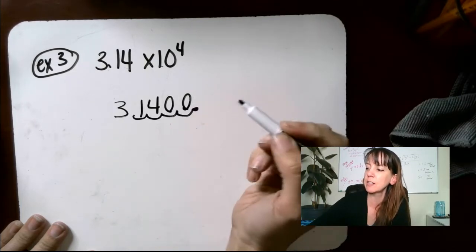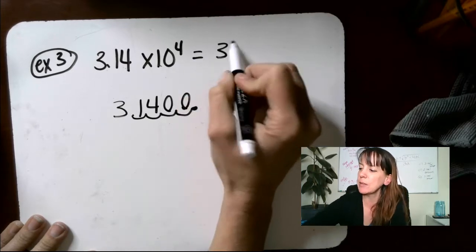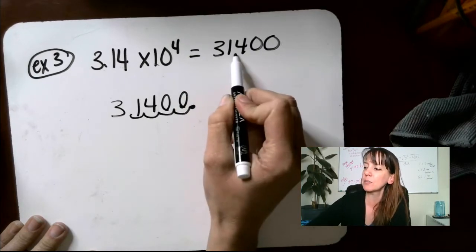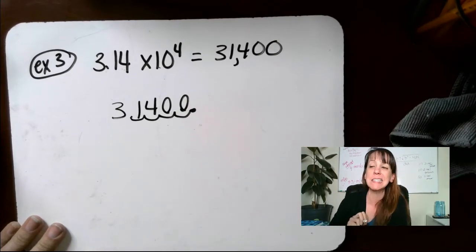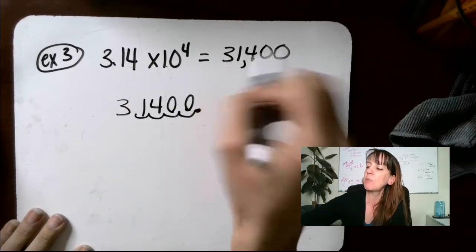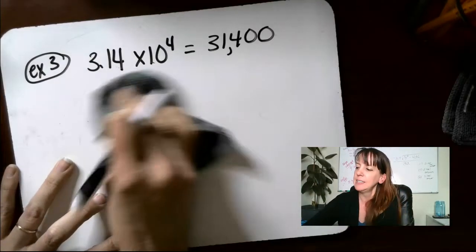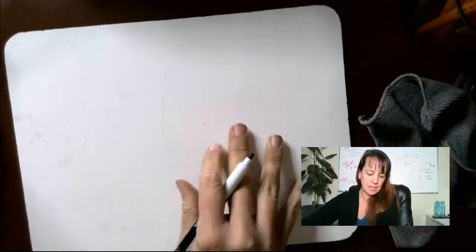Throw a 0 here, 0 here. So this guy equals 3, 1, 4, 0, 0. Throw a comma in there so that it makes it a little easier to read. 31,400. Okay, good work. Let's see example number 4.